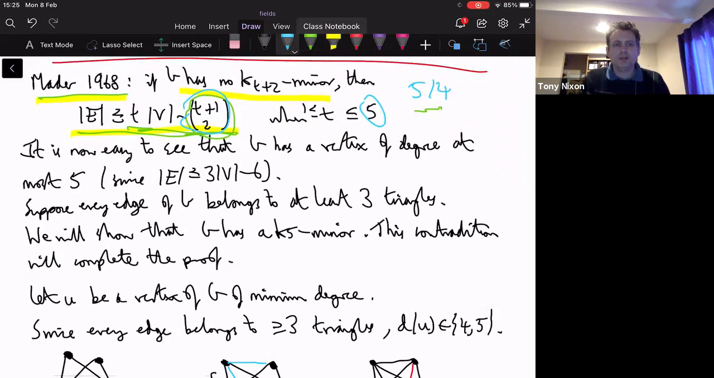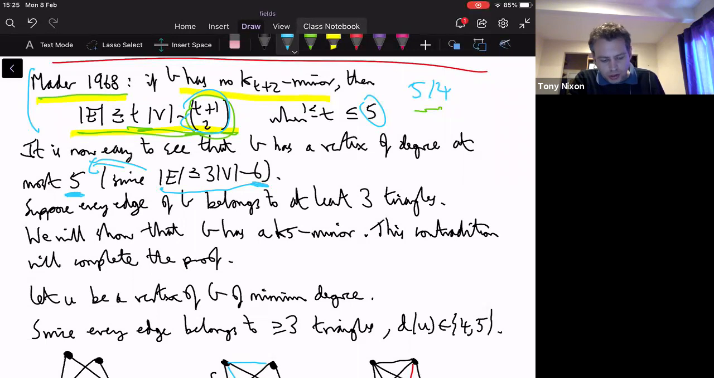Okay, so remember what we're trying to do. We're taking a K5 minor free graph, and we want to show that there is an edge in at most 2 triangles. We're going to use Mader's theorem twice. The first is because it tells us that E is at most 3v minus 6. We can apply the handshaking lemma to imply that that guarantees us a vertex of degree at most 5. The average degree is close to 6, but because of this minus, it's strictly less than 6, so there must be a minimum degree at most 5.